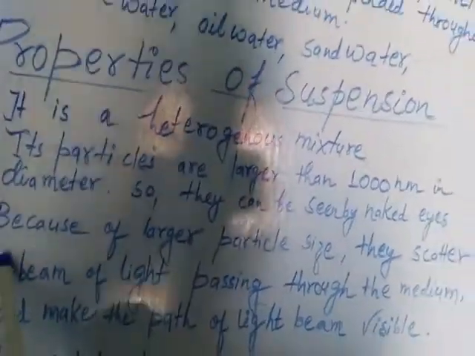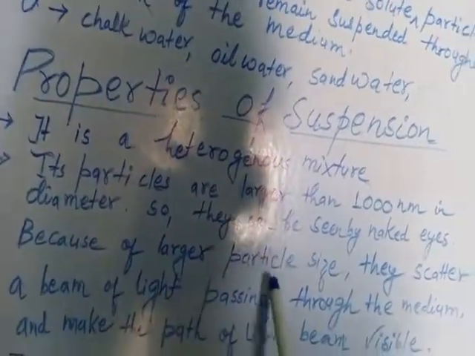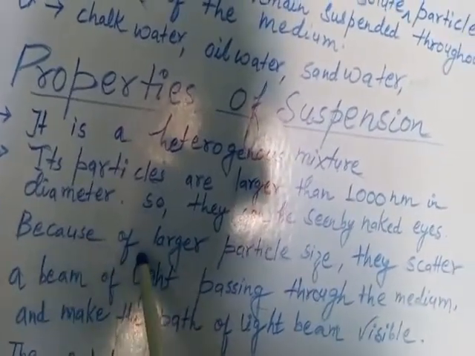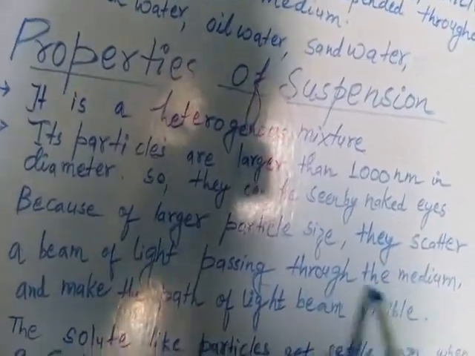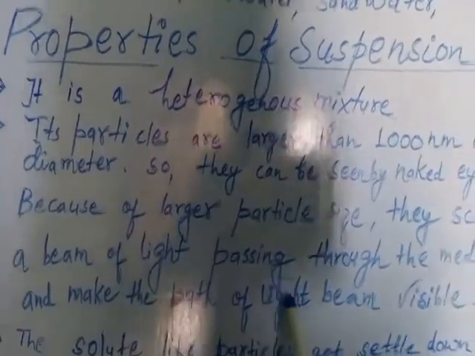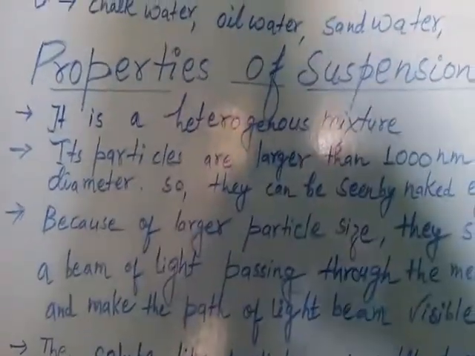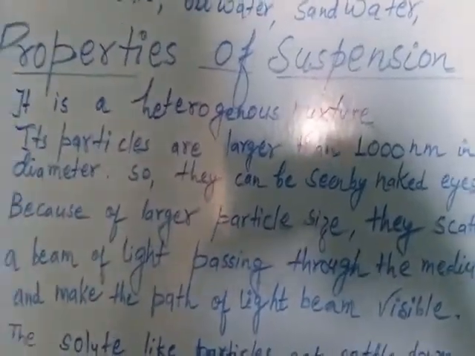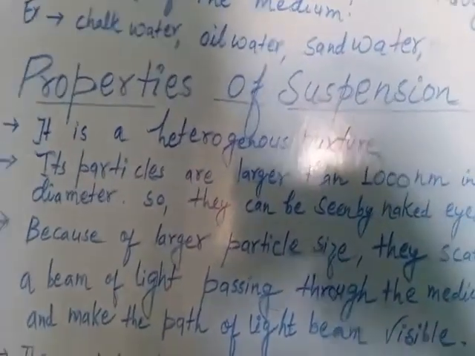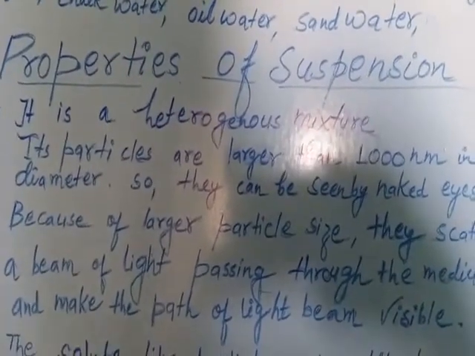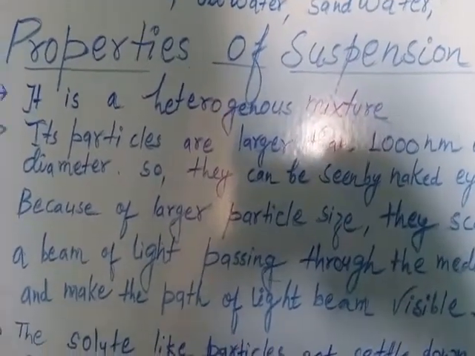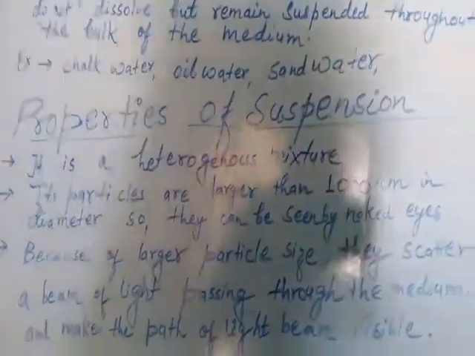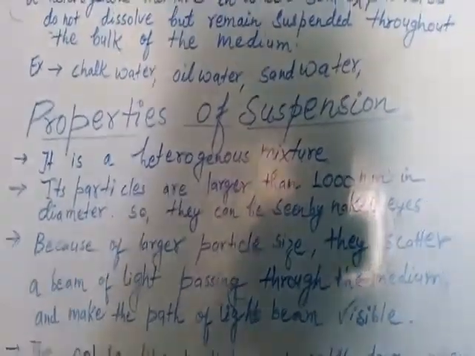Now third property is because of the larger particle size, particles scatter a beam of light passing through the medium and make the path of light beam visible. As we discussed last class only, how larger particle size of the mixture makes the beam of light visible when it is passed through the medium of the mixture. Okay.